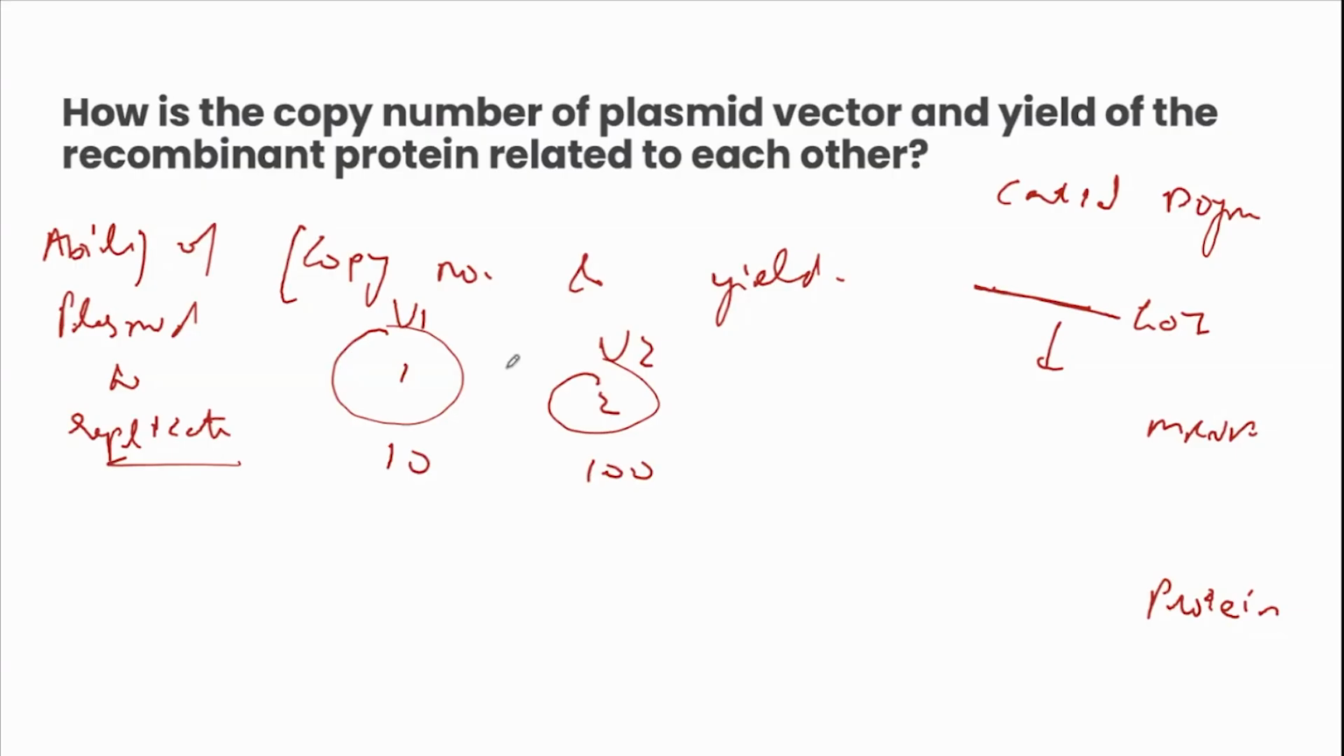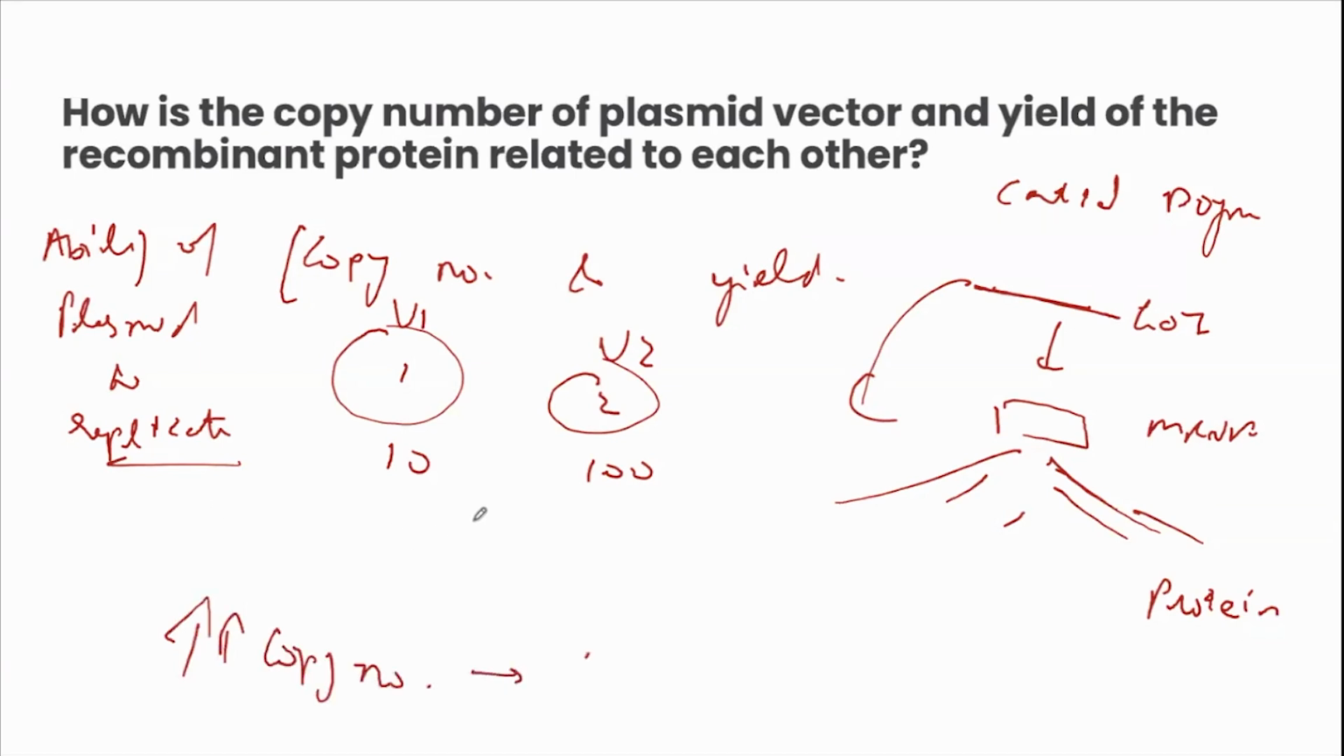Why? Because you understand that for every gene there will be some amount of RNA made, and from this RNA, each RNA will give us a lot of protein. So it is basically directly proportional, the more the copy number. A higher copy number of the plasmid means a higher number of the gene of interest. And if the goal is to make insulin, the protein itself, since there are a lot of genes, that means it will express and give us a lot of protein.